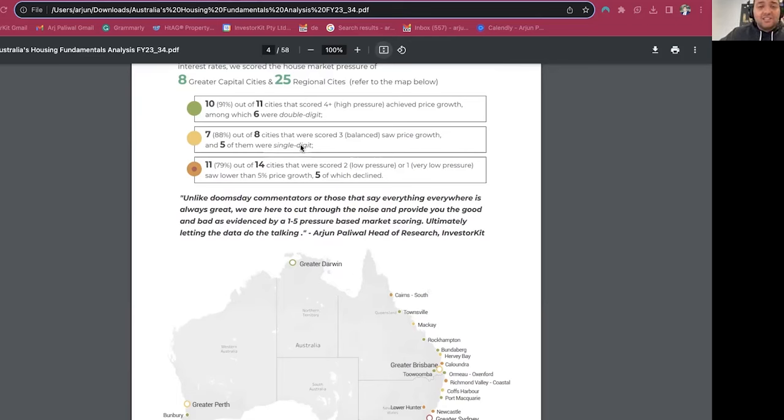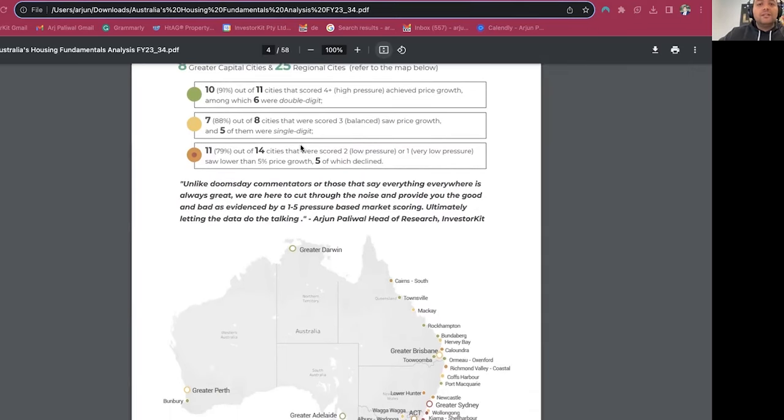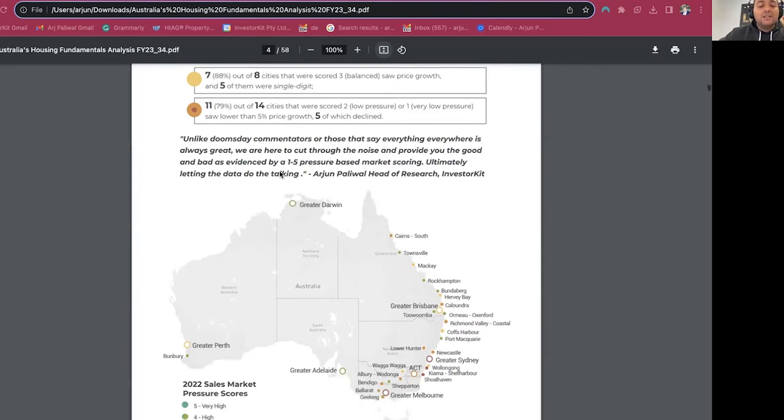7 out of 8 cities that we scored as 3, so we say balanced, meaning some growth or some decline, 7 out of the 8 had growth, and 5 of them were single digits. So you can see the majority of that 7 also had little growth because we rated them as balanced, not high pressure, being 4 or 5. And then 11 of the 14 cities that we ranked either 1 or 2 not only saw single digit growth, but they saw less than 5% growth. And 5 of those 11, almost the majority, actually declined. So do check that out.